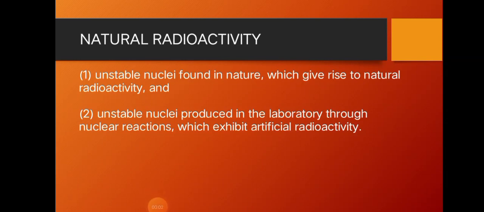Natural radioactivity. Radioactive nuclei are generally classified into two groups. Number one, the unstable nuclei found in nature, which give rise to natural radioactivity. And number two, unstable nuclei produced in the laboratory through nuclear reactions, which exhibit artificial radioactivity.